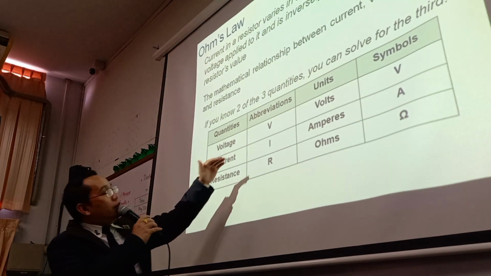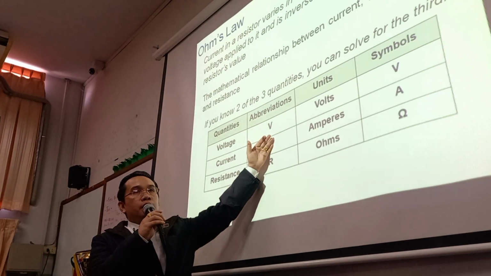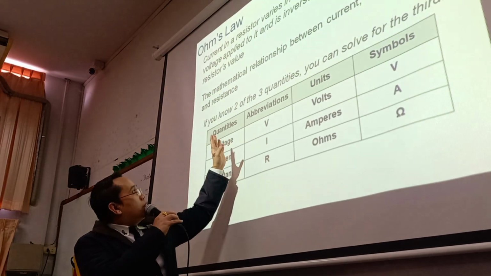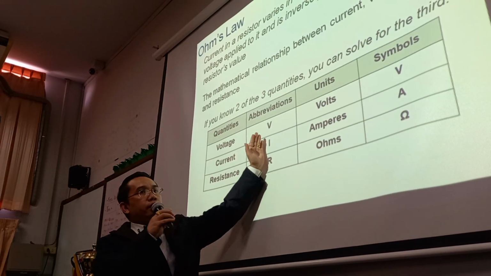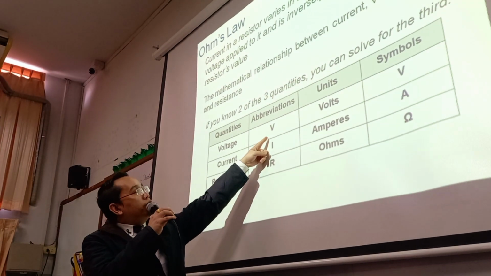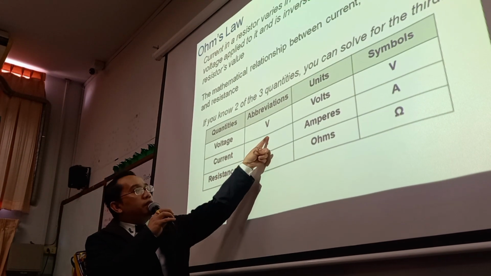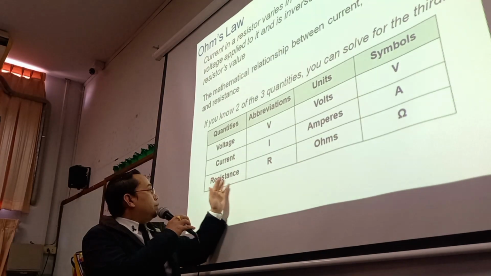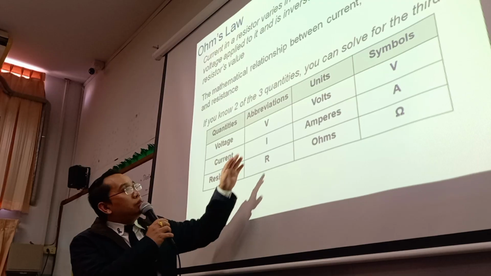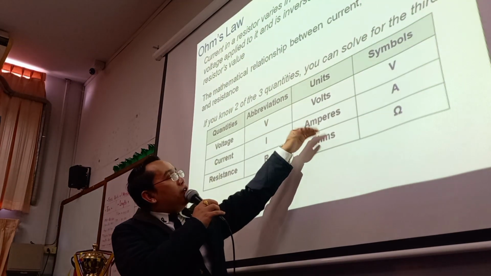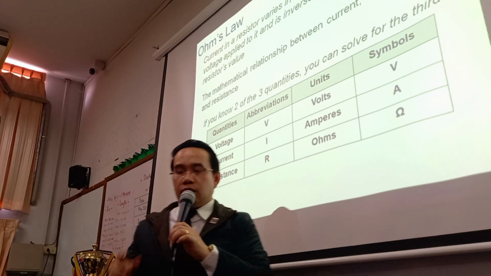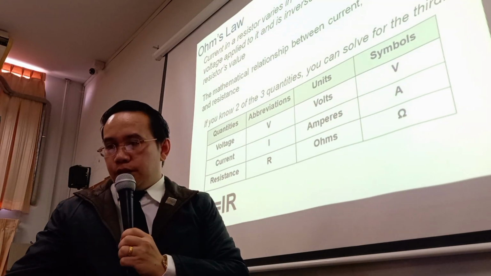Then we also have to refer to the abbreviations. We can write only a letter symbol: V for voltage, I for current, and R for resistance. The units given are volts, amperes, and ohms, including the symbols.